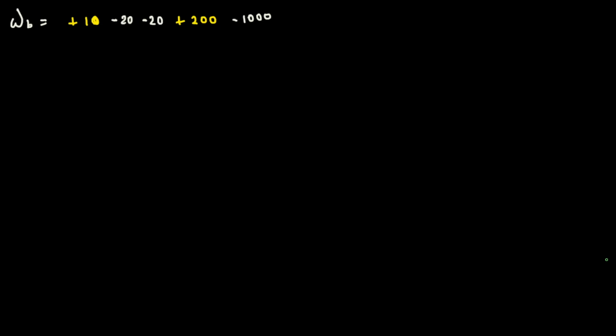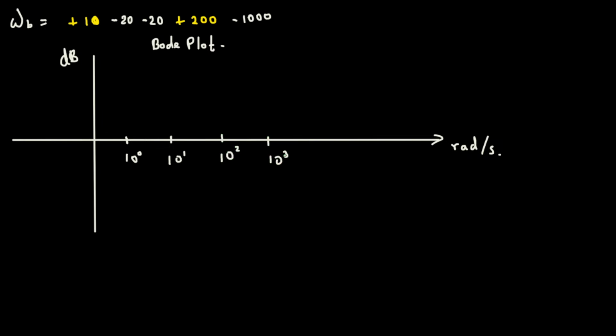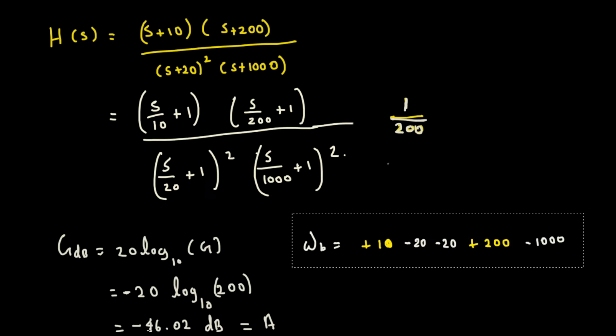In the Bode plot diagram, we have one for the decibel and one for the angle. Let's look at the one for the decibel. Okay, this is our Bode plot. This is decibel right here, and this one is radians per second. Here we can put 10 to the power 0, 10 to the power 1, 10 to the power 2, 10 to the power 3, 10 to the power 4, and so on. The initial value we have to look at is the gain. The gain we got is negative 46.02, so let's say that is somewhere here.